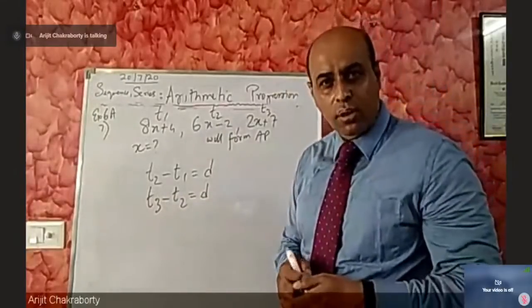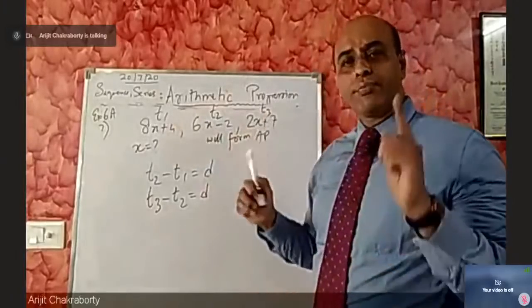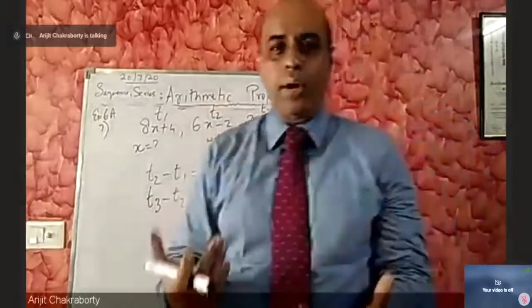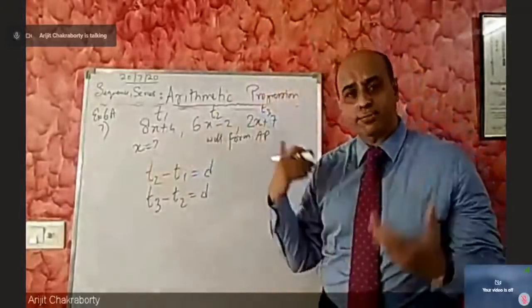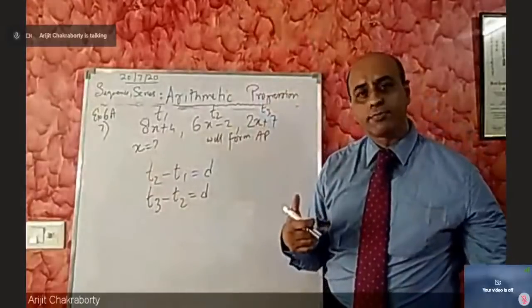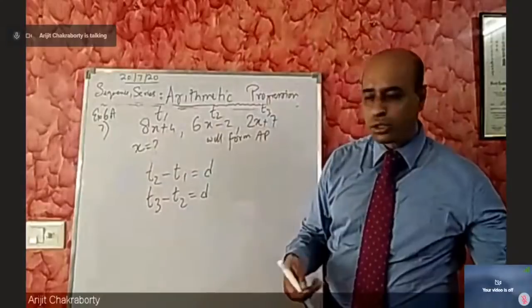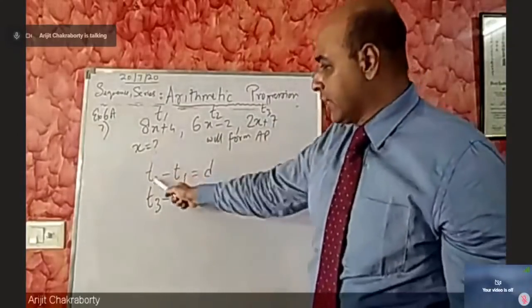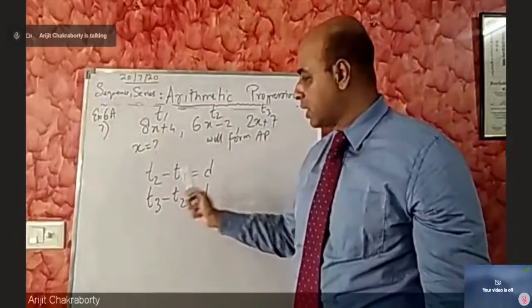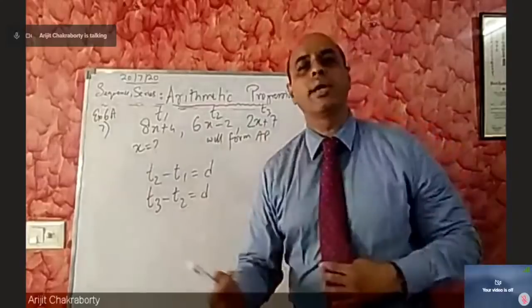I hope you are able to follow. First term is given, second term is given, third term is given, and they are in an AP. You have to find the value of x so that these expressions will be in an arithmetic progression. So the first logic is second term minus first term is the common difference. Again, third term minus second term is the common difference. So we are going to equate them.